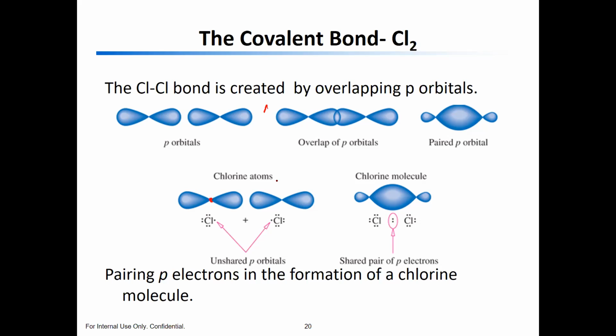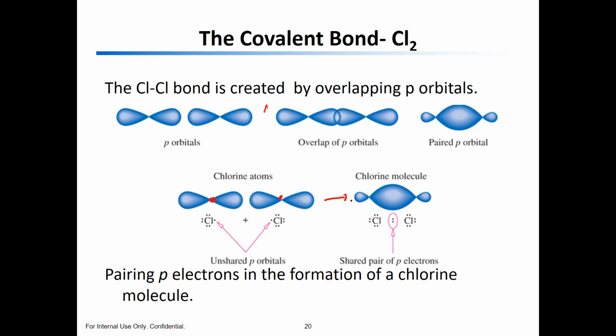Yeah, one chlorine here, one chlorine over there. When they combine together, what is this? An orbital, right? What does an orbital mean? Where the electron is. So when these two orbitals combine, they could form a bigger lobe.